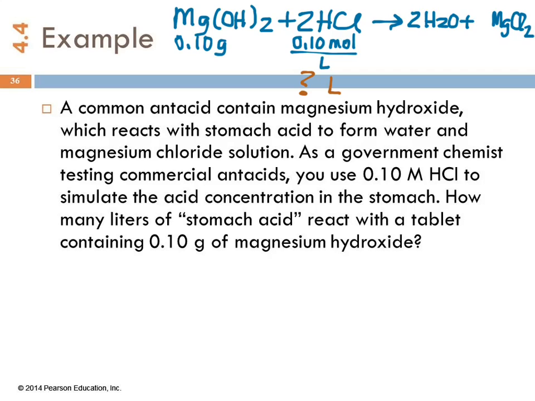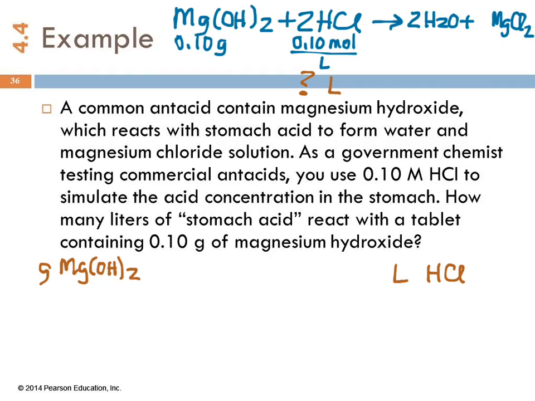So in stoichiometry, we started with one compound and went to another compound. The question is being asked about this compound. We have a number associated with this compound. This is what we're going to start with. So let's write out our path. We're going to start with grams of magnesium hydroxide. And we want to end up with liters of HCl.